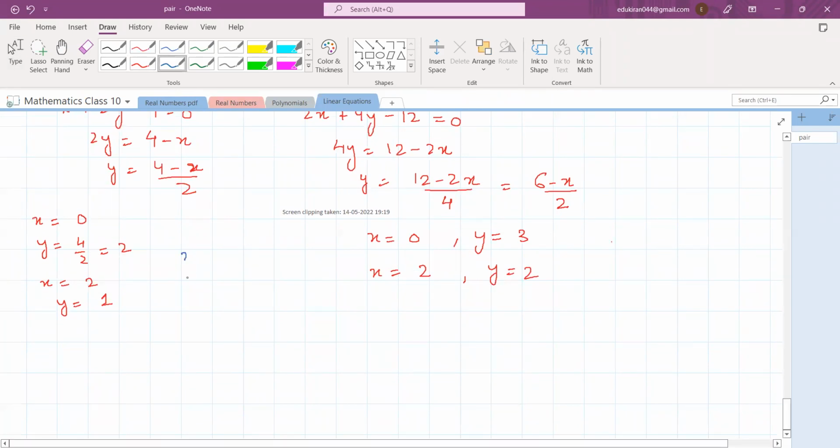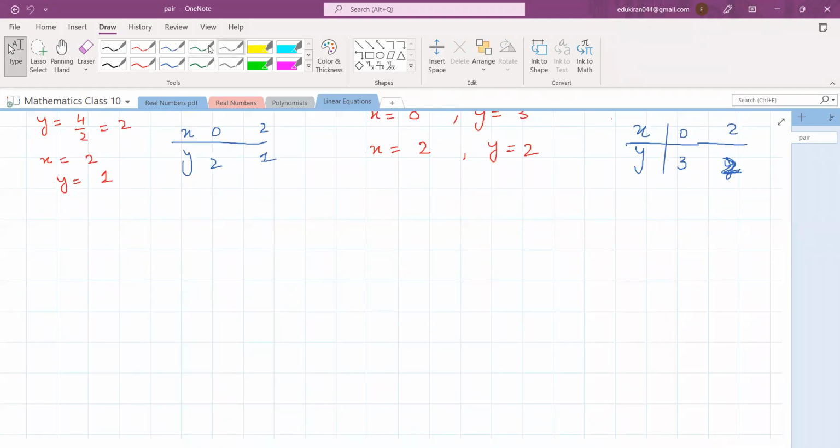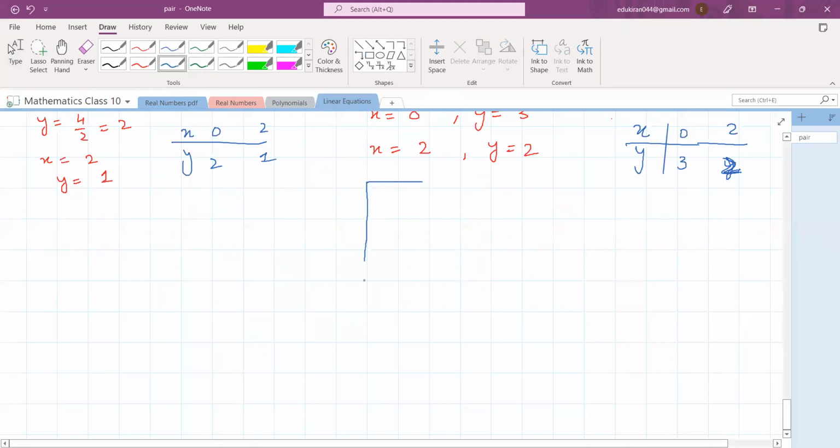So you can write it properly, x and y. When x is 0, y is 2. When x is 2, y is 1. Here, x is 0, y is 3, x is 2, y is 2. Use a graph paper now. Are you able to see the grid on my screen, all of you? Yes, ma'am. Okay. Fine.